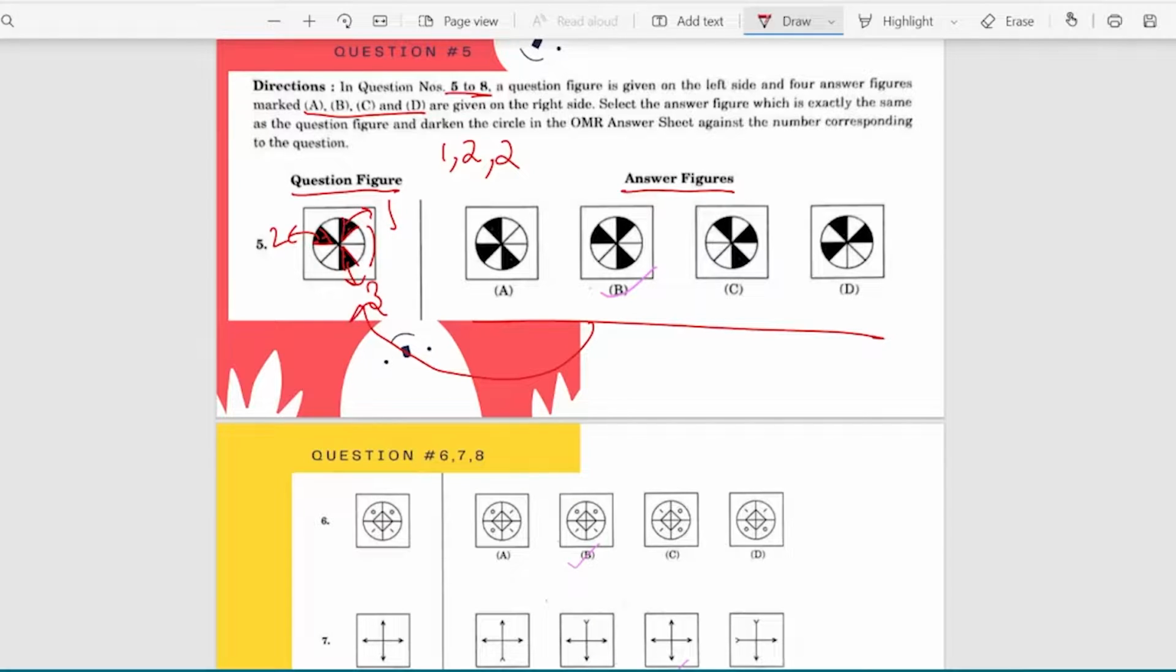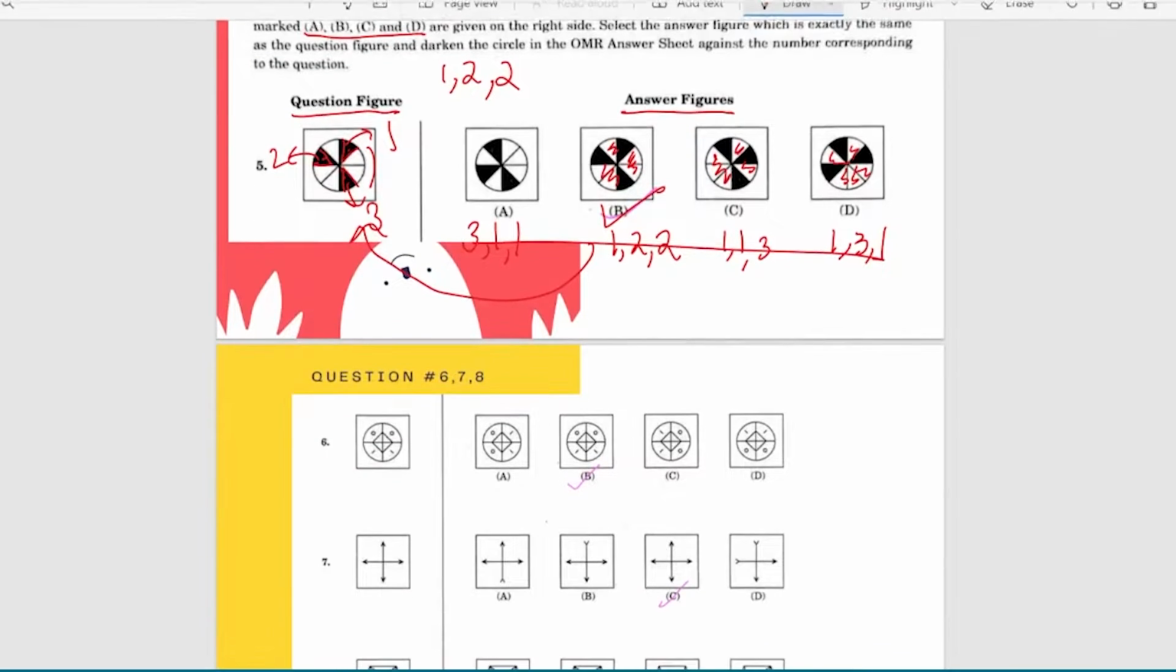A has 3 white areas, then one white area, then one white area. B has 1, 2 and 2: one white area, two white areas, two white areas. C has 1, 1 and 3. And D has 1, 3 and 1. So our answer is B, because B has 1, 2 and 2 gaps, exactly like the question figure. So the answer for the 5th is B.